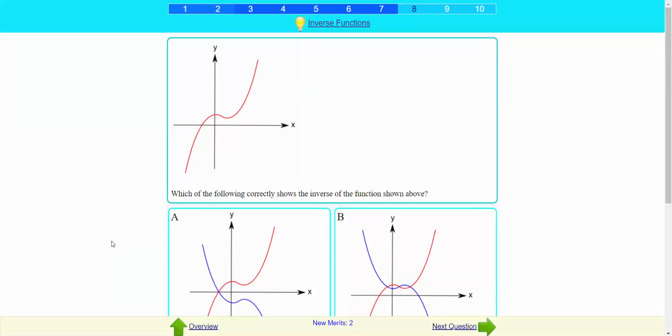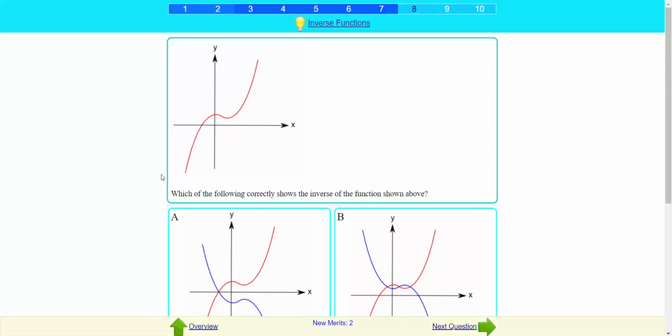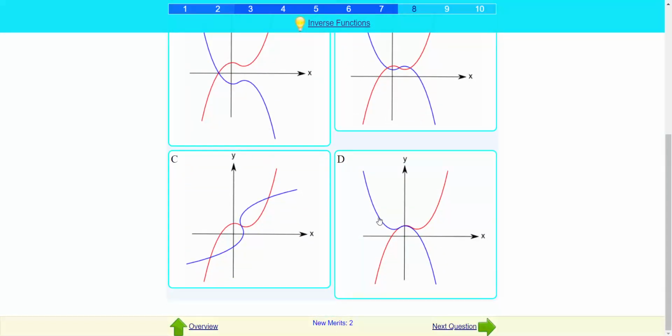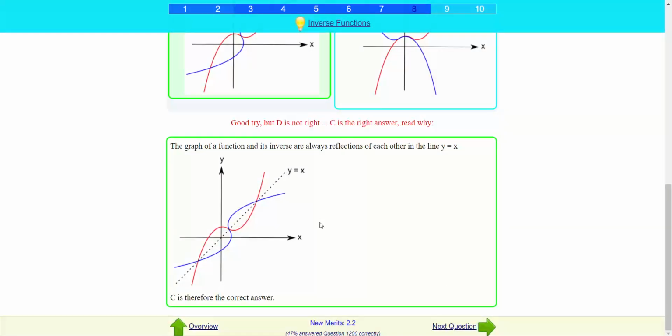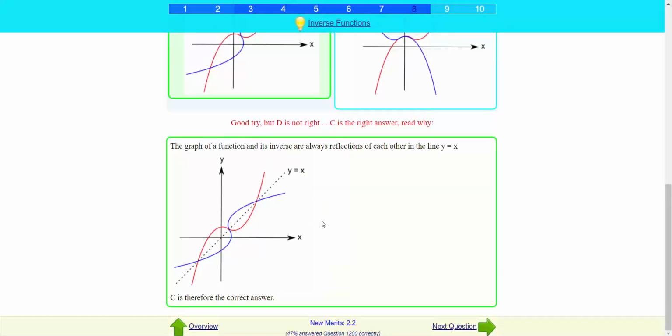Focused. Which of the following correctly shows the inverse of the function shown above? So it has to be like this way. Good try, but C is the right answer. The graph of a function and its inverse are always reflections of each other.